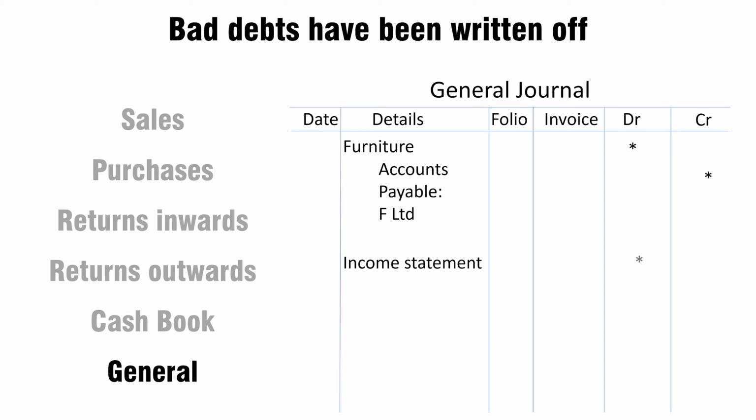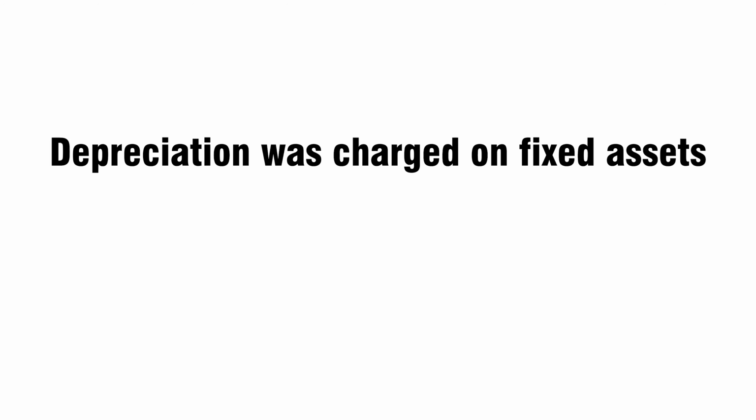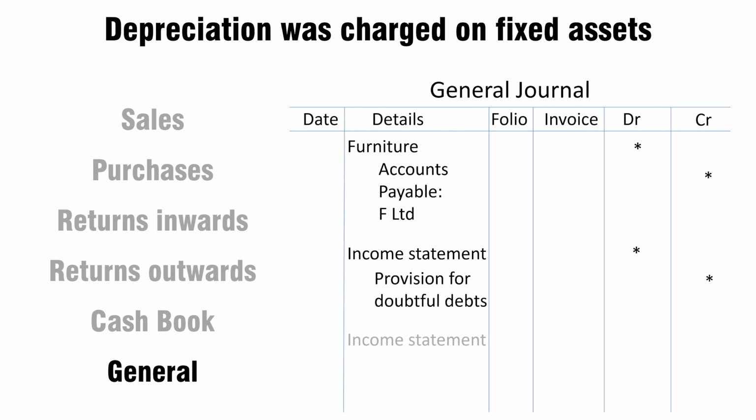Bad debts have been written off. Debit income statement, credit provision for doubtful debts. Depreciation was charged on fixed assets. Debit income statement, credit provision for depreciation. Now test yourself.